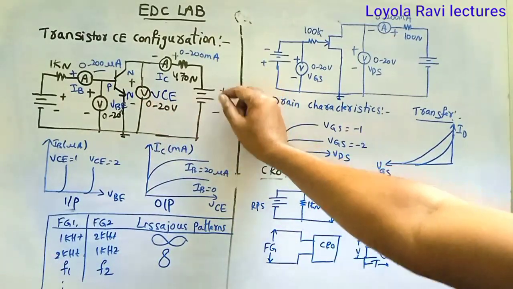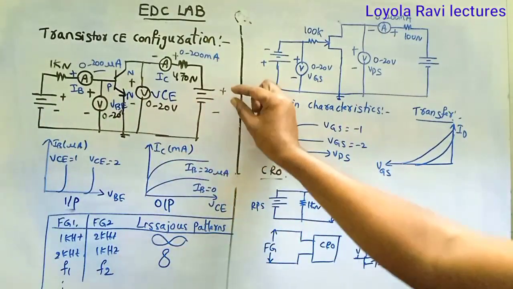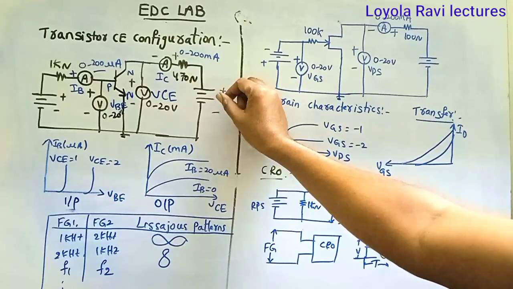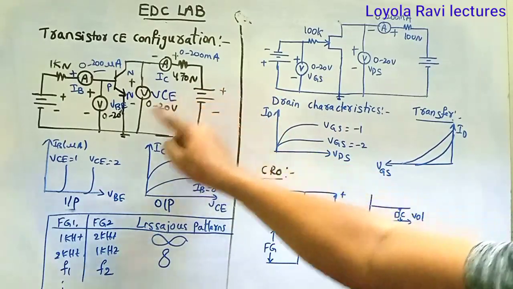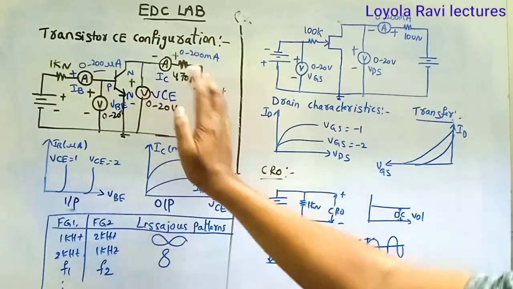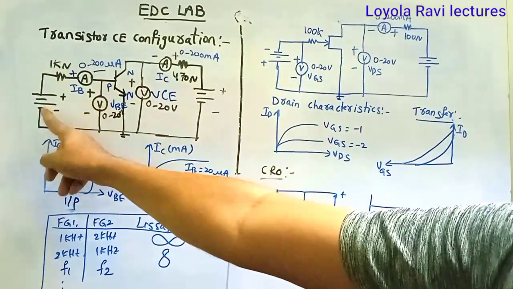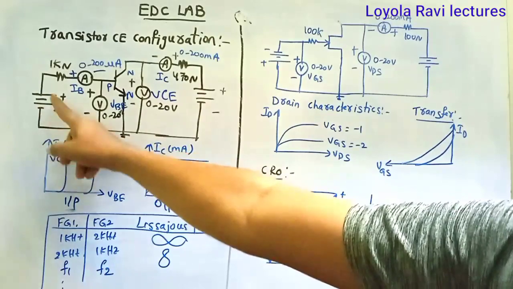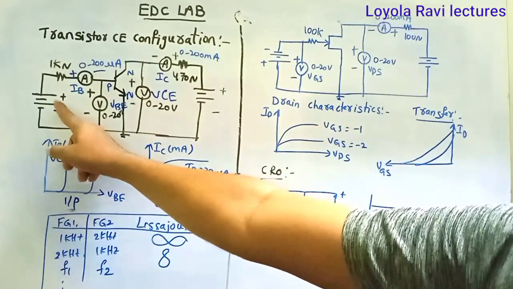This is channel 1, this is channel 2. By varying the channel 2 RPS, keep VCE constant. Let us take 1 volt. By varying this, keep it at 1 volt. Then come to the input side. Then vary channel 1. Keep it at 0.